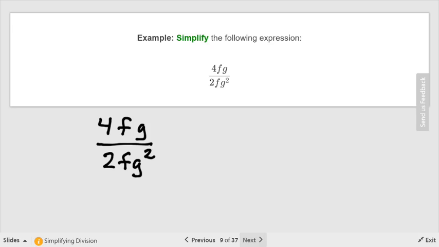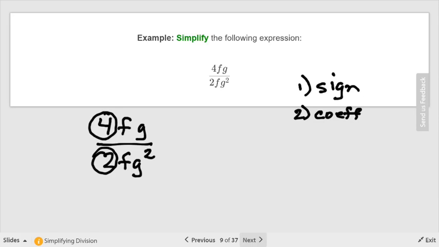So here we go. What's the first thing we look for? Signs. But they're both positive, so my answer is still going to be positive. So do I need a sign if it's positive? No. Okay? You all following along? Then the next thing I need to do is divide the what? Coefficients. Well, my first number is a 4. Then the bottom, I'm dividing it by what? 2. So what's 4 divided by 2 going to give me?